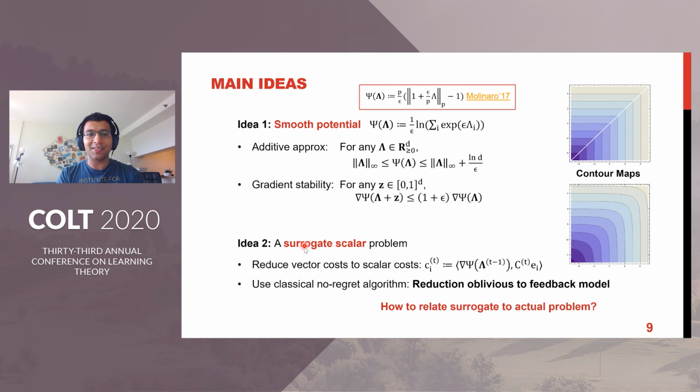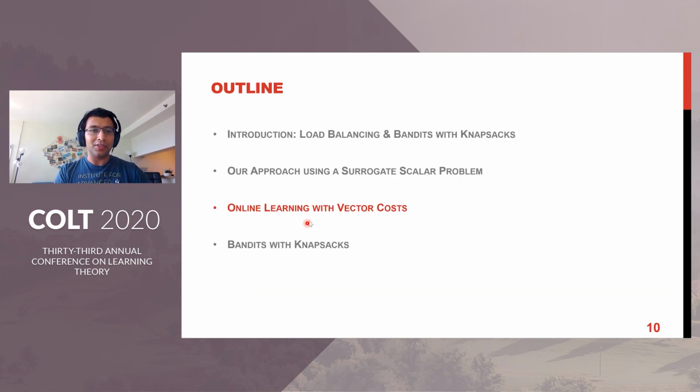The main challenge just becomes: why does this scalar surrogate problem that we have defined have anything to do with the actual problem? I've defined this abstract problem. This is the algorithm. Why is this reduction legit? So, okay, I'll give you some high-level ideas.